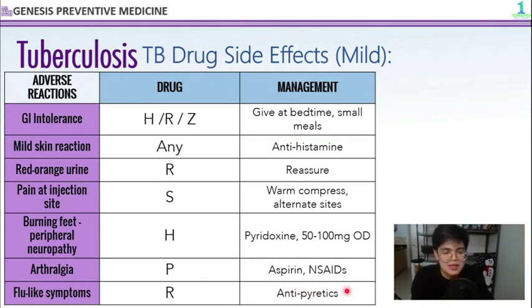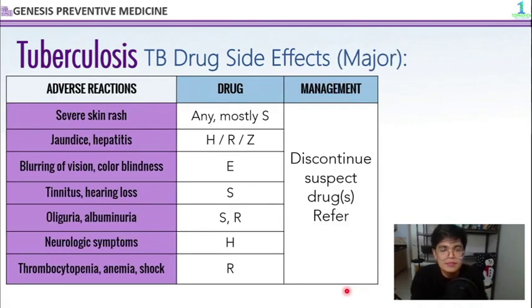Anyway, moving on, flu-like symptoms, mostly from rifampicin, and paracetamol is given for flu-like symptoms. Next, for severe skin rashes, any drug but mostly streptomycin because it's injected. Jaundice and hepatitis, we will discuss this further later on. HRZ, isoniazid, rifampicin, and pyrazinamide are the culprits. Blurring of vision and color blindness.